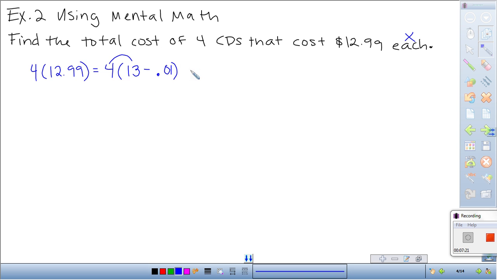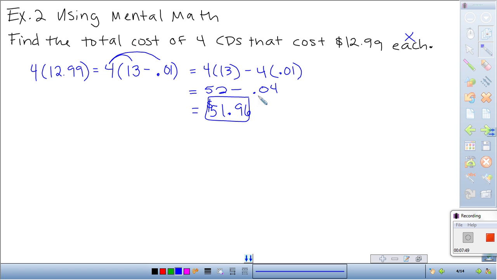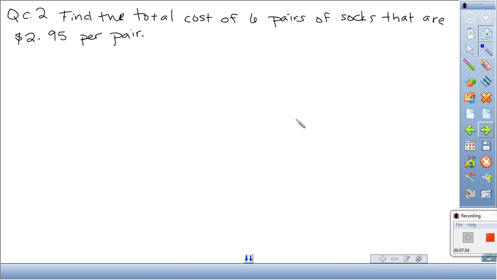4 times 13. Again, you can start skipping this step if you're ready, and 4 times 1 cent, so minus 4 times 1 cent. 4 times 13, 13 plus 13 is 26, 26 and 26 is 52, minus 4 times 1 cent, well now you have 4 cents, so we have $52 minus 4 cents, or $51.96. Much easier that way. Let's look at one more.